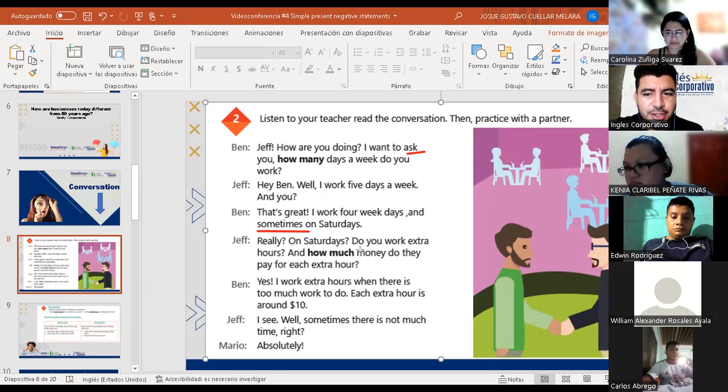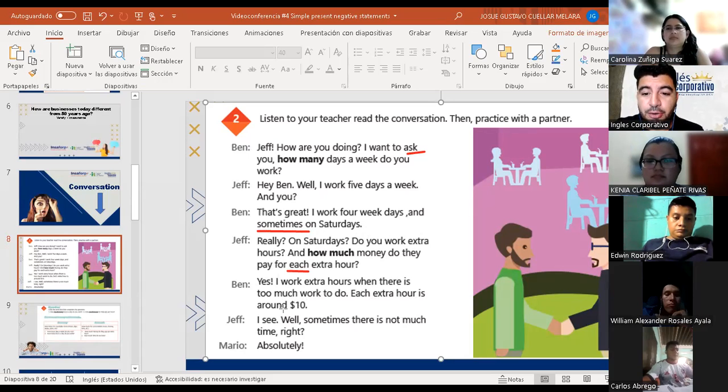On Saturdays, do you work extra hours? And how much money do they pay for each extra hour? Each means cada. Each es cada. Yes, I work extra hours when there is too much work to do. Each extra hour is around $10. I see. Well, sometimes there is not much time, right?